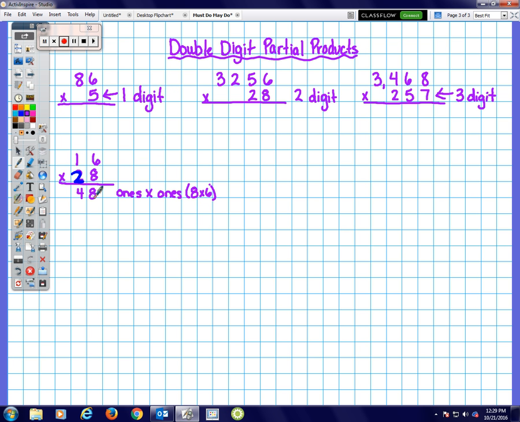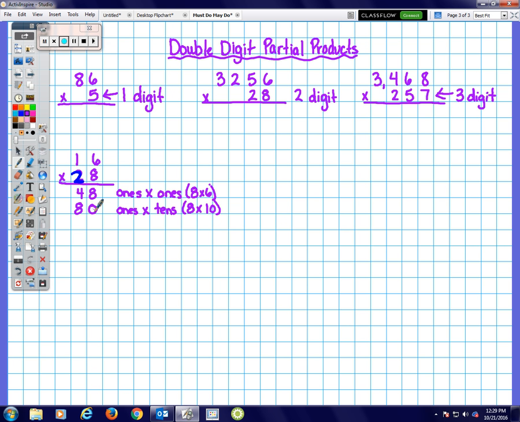It's very different than the algorithm. We are not going to carry any numbers. We're just writing the answer straight underneath the problem. So then my next, I'm going to take that ones again, but this time I'm going to multiply it by the tens place. So that now becomes 8 times, what is that 1 worth? A 10. So it's 8 times 10, which is 80.